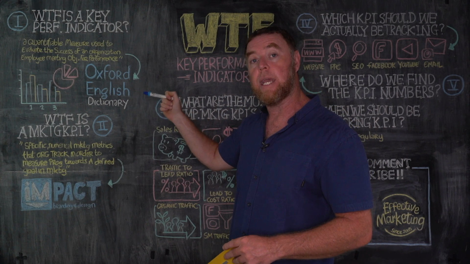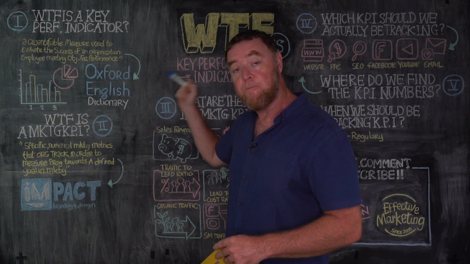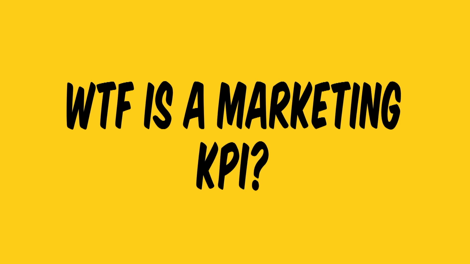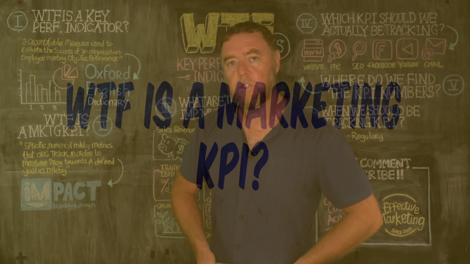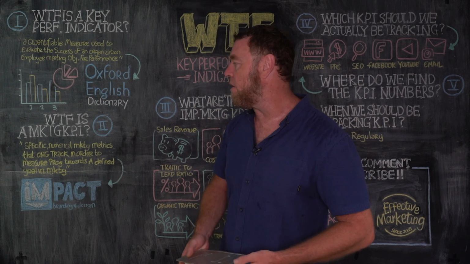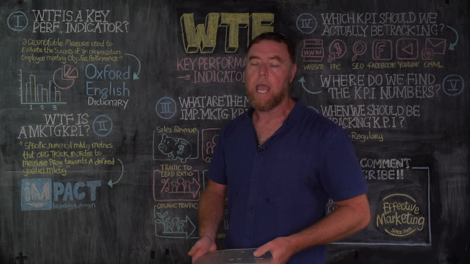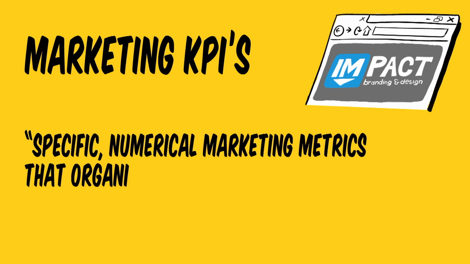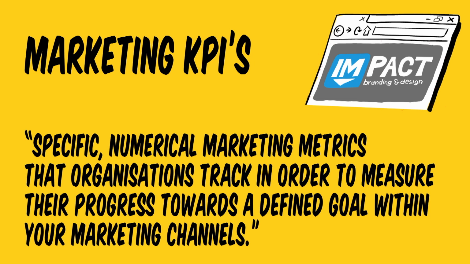What we're interested in is a more marketing focused definition of a key performance indicator. So we are going to need a definition of a marketing KPI, and we found one at Impact Brand and Design. And what they tell us is that a marketing key performance indicator is a specific numerical marketing metric that organizations track in order to measure progress towards a defined goal in marketing.